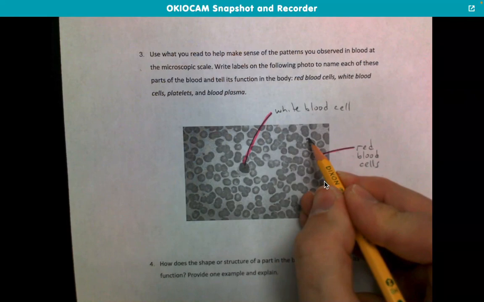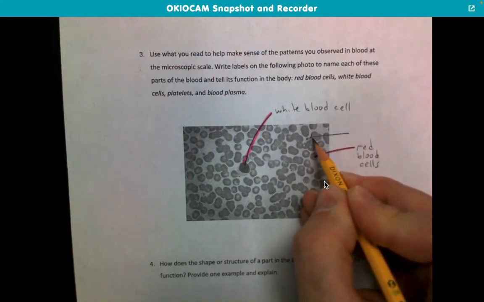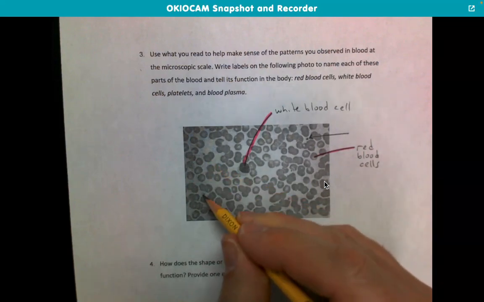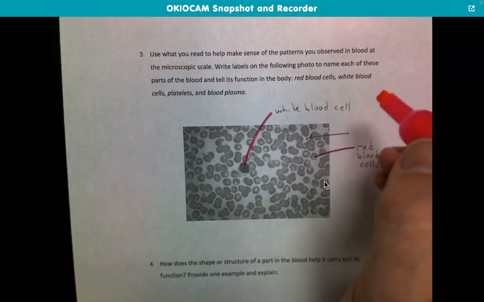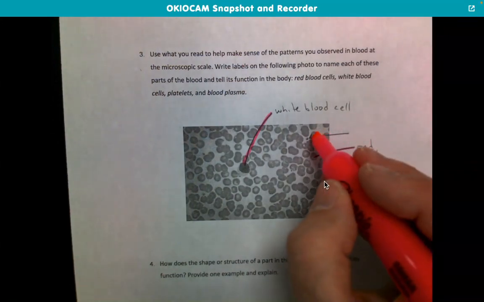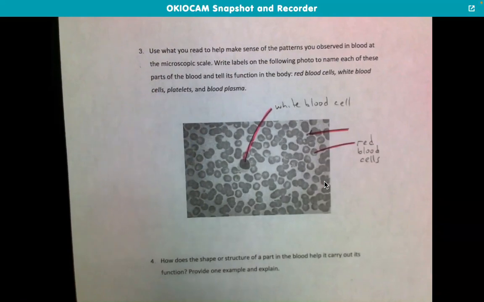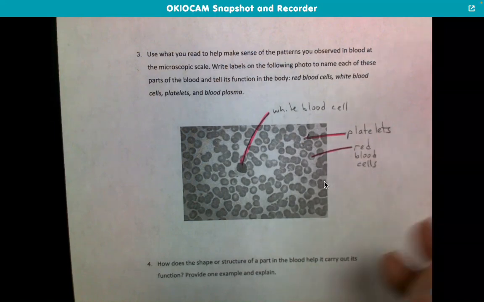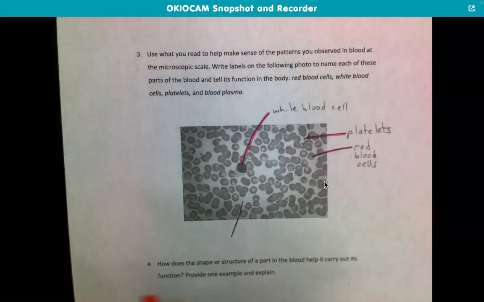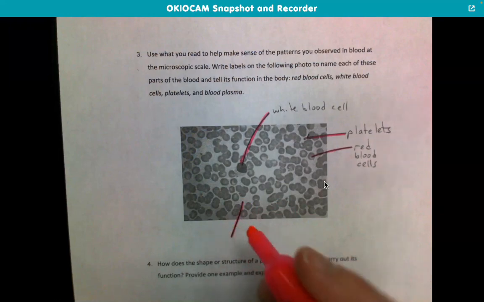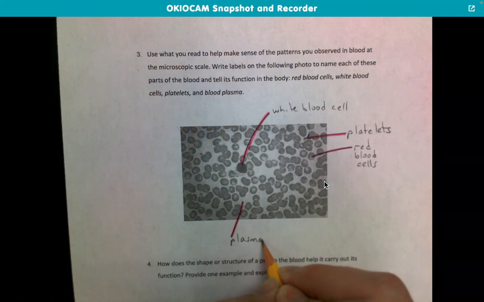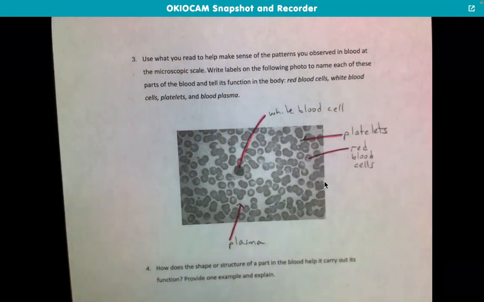These tiny little dark ones, a little tiny one there, there's one here, one there, one there, one here, and one here. Those are the platelets. And then finally, all this white stuff that looks like it's just the background, that's our plasma. Okay, so just label that diagram, and that finishes today's lesson.